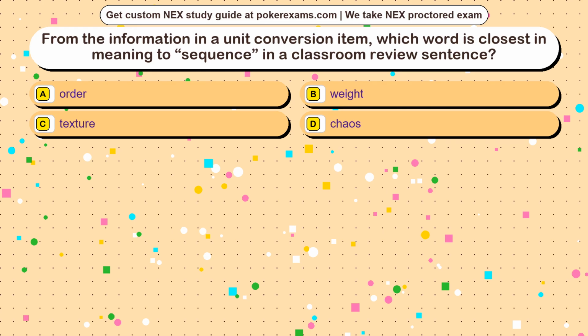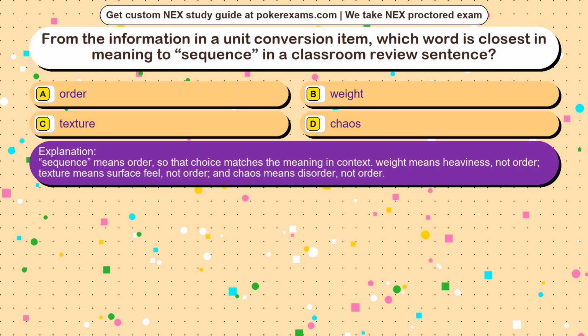The correct answer is option. Sequence means order, so that choice matches the meaning in context. Weight means heaviness, not order. Texture means surface feel, not order. And chaos means disorder, not order.